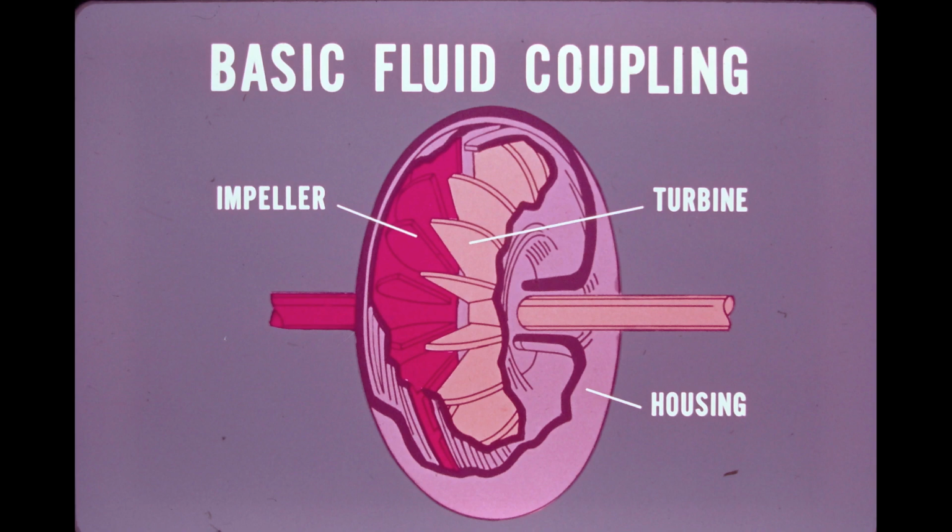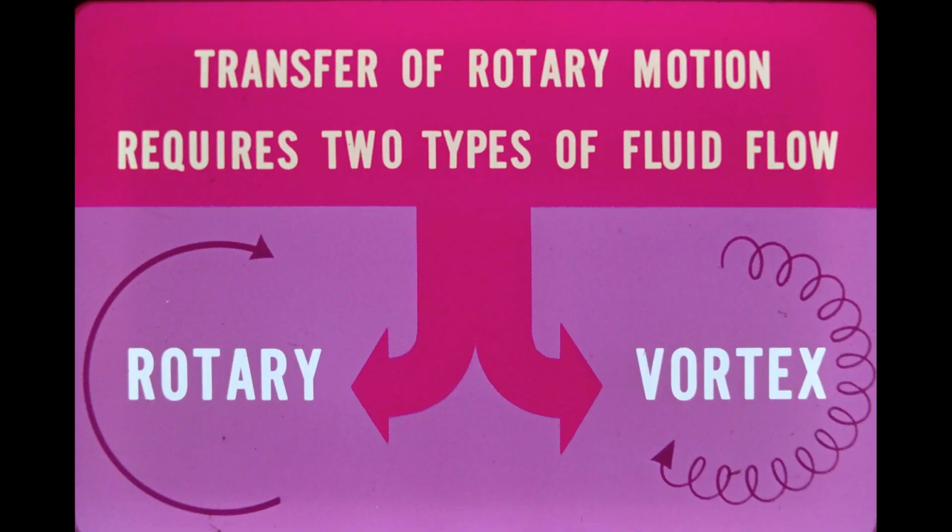The curvature of the impeller's blades, plus the curvature of the housing, assure that all fluid coming from the impeller will strike the turbine's blades. The impeller then, being driven by the engine, transmits rotary motion to the turbine by means of fluid flow. The turbine is connected to the transmission with a drive shaft and thus transmits rotary motion to the drivetrain. For this transfer of rotary motion from the impeller to the turbine to take place in a fluid coupling, the fluid must flow in two patterns. These patterns, or types of flow, are called rotary and vortex.